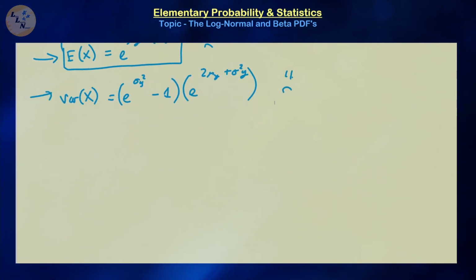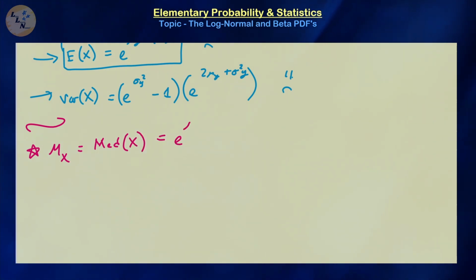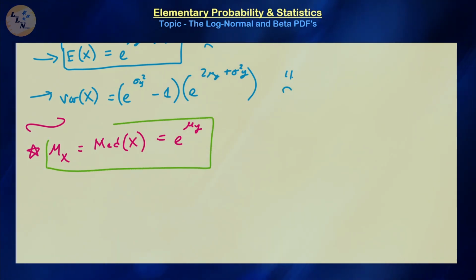Now there are some parameters that do have nice relationships, and let's just mention them because we're going to be using them in applications. The median of x, some people write it as mx, or some people write it as med of x. This is actually just going to be equal to e to the power of mu y. Now this relationship is very nice.